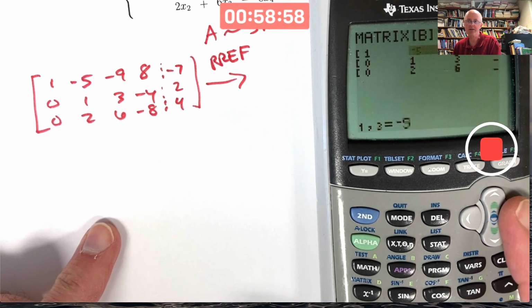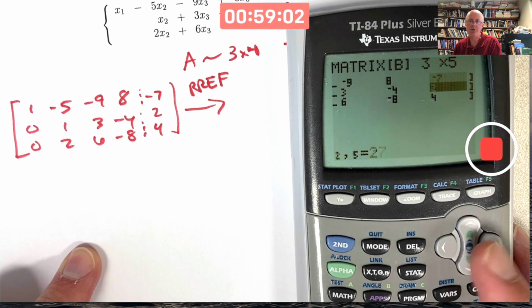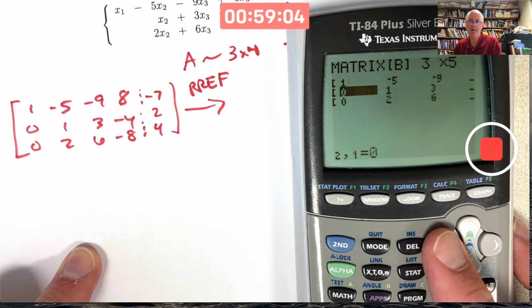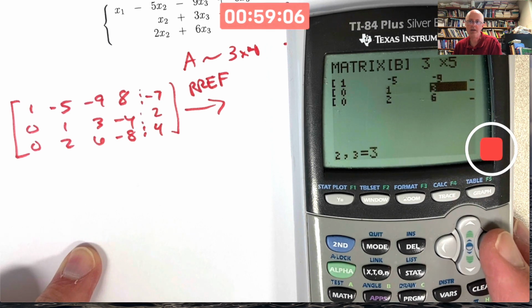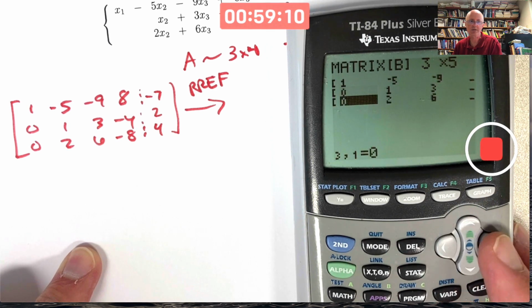1, -5, -9, 8, -7. On to the next row. 0, 1, 3, -4, 2. On to the next row. 0, 2, 6, -8, 4.